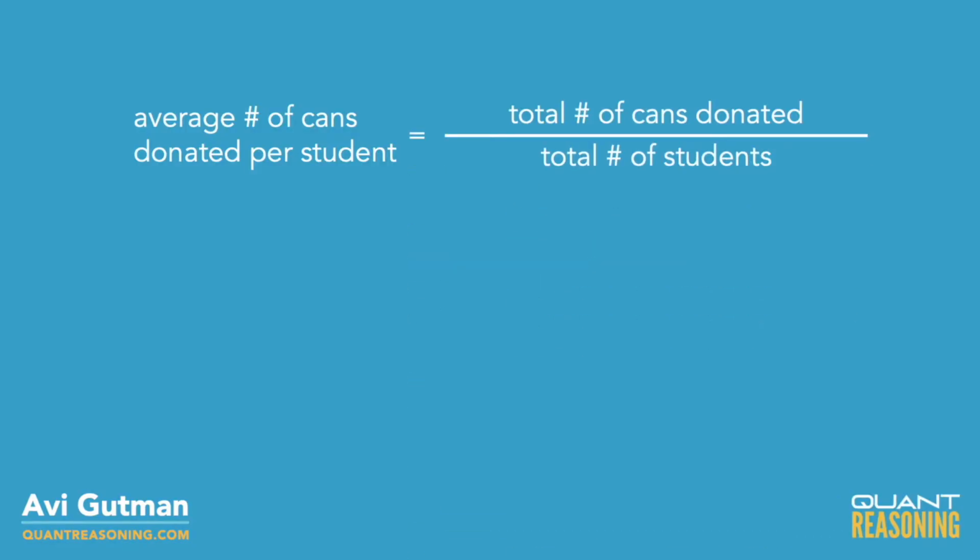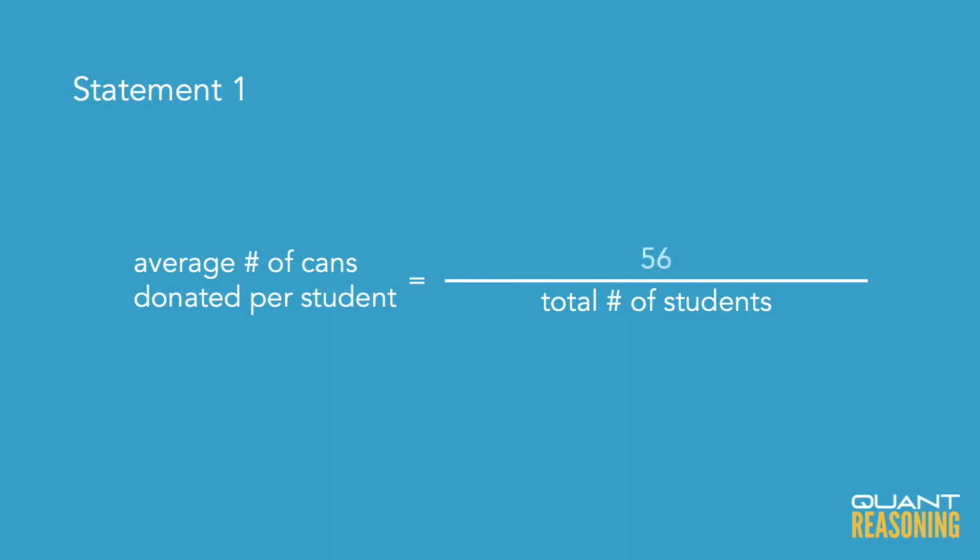So statement 1 does give us the sum. We know how many cans were donated in total, but we don't know how many students there are, so we couldn't possibly infer how many cans per student on average were donated. So go ahead and eliminate A and D because those answer choices claim that statement 1 is sufficient on its own. So we're down to BCE and we're going to look at statement 2 on its own.